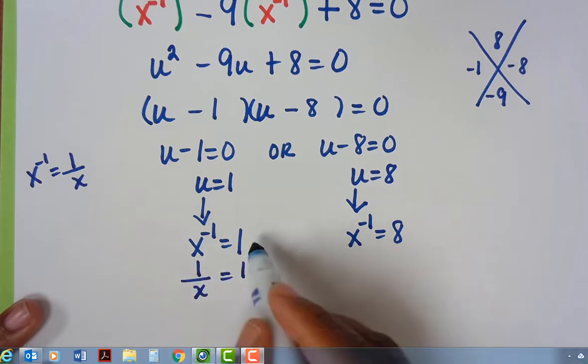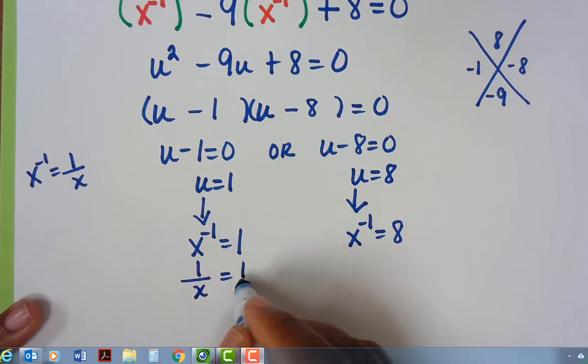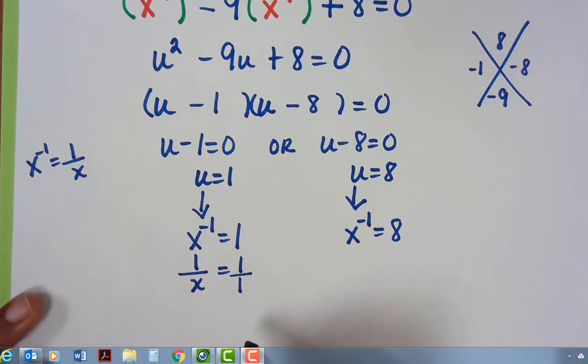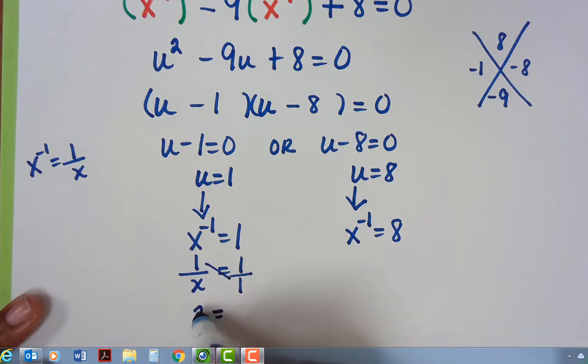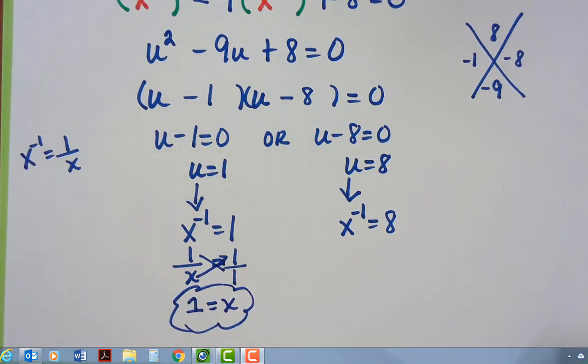If you want to make this 1 on the right hand side a fraction, you can place a 1 under it. And then cross multiply. Cross multiplying 1 times 1, we have 1. And then x times 1, we have 1x. So here we have a solution of 1.